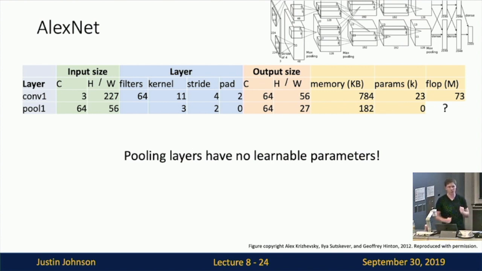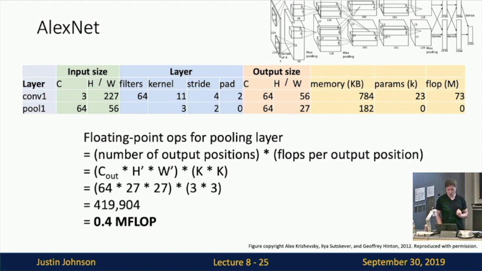They simply take a max over their receptive field. Then how many floating point operations does it take to compute this pooling layer? Here it's maybe, again, difficult to do the multiplication in your head, but we have this similar way of thinking about how many elements are in the output tensor, which is number of output channels by output size, and how many floating point operations does it take to compute one element in the output tensor?